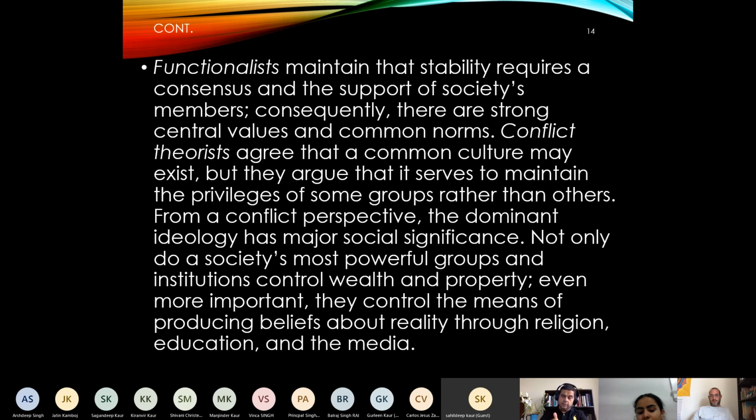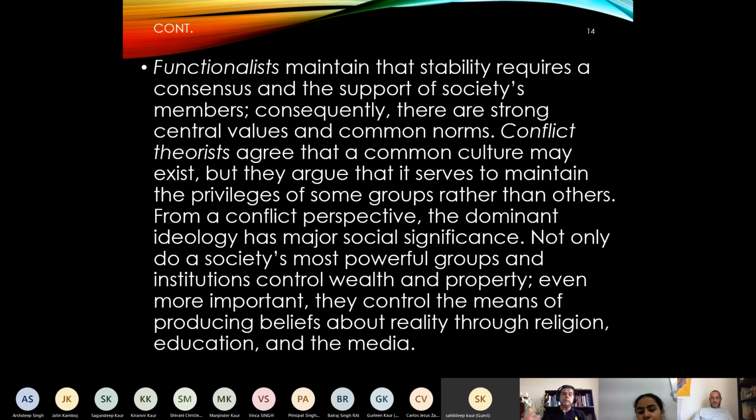So the conflict theory says that those norms and values which are dominant in the society, sometimes they are not dominant because they are the best for the society, but sometimes they were made dominant because they are the best for the interests of the richest and the strongest people in the society. You get it?